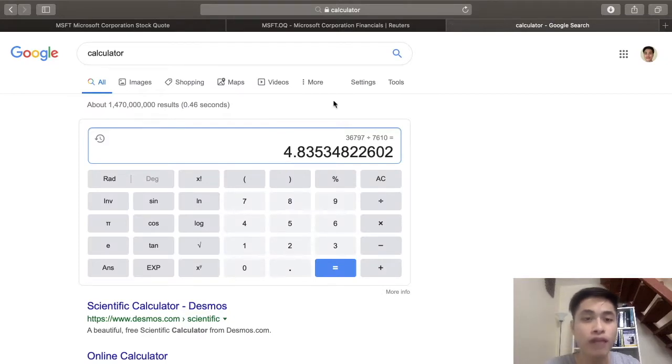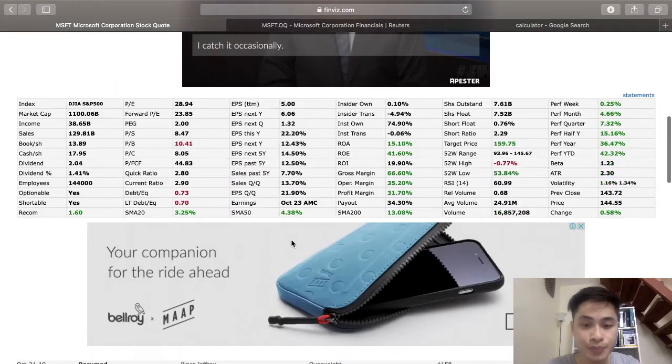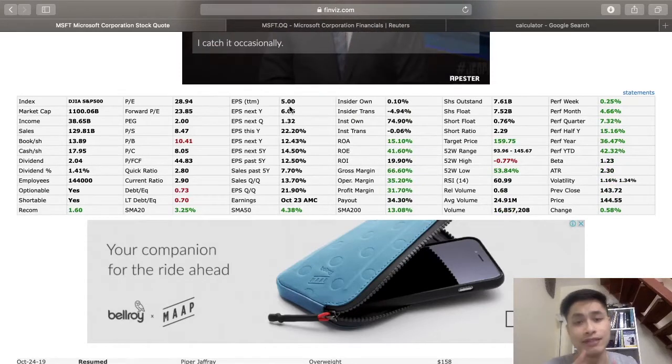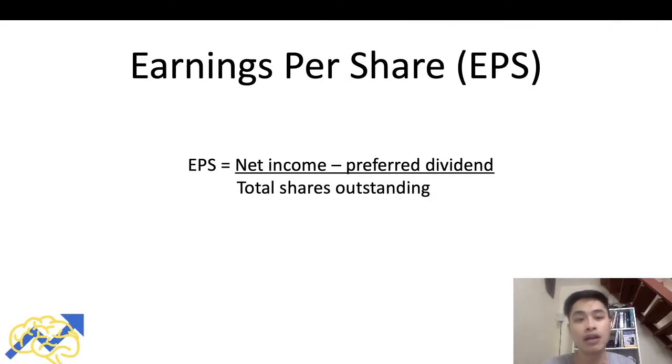It's 4.84 compared to 5. So the difference is not a lot. We won't want to be too particular about the difference, but it's close enough to suggest that the EPS is around 4.84 to 5. So that's how we calculate the earnings per share of a company. When viewing the EPS of companies, we want the EPS to be as high as possible. So the higher, the better.